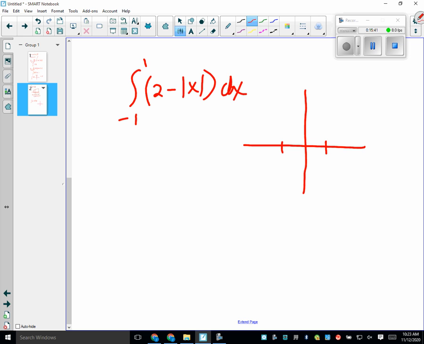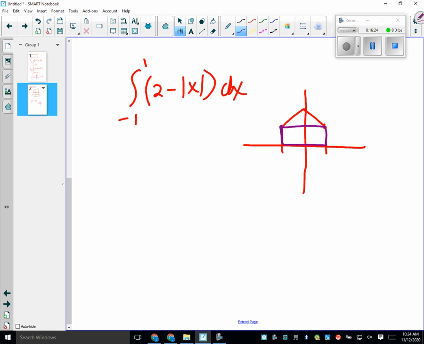So negative 1, 1, right? 0, 2, and 1, 1. Right? Well, it is a pentagon, but it's not what they call a regular pentagon, meaning every side is the same length. So you can't use the pentagon formula. Do you see that I have a rectangle and a triangle?